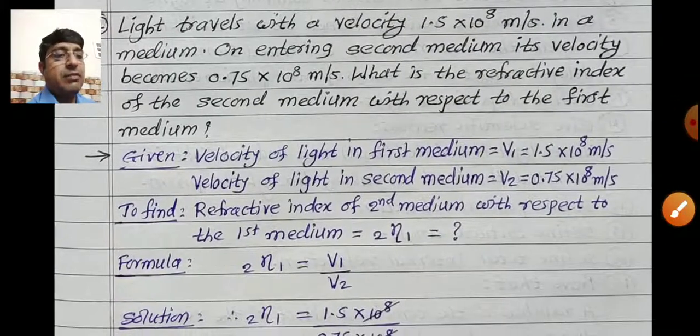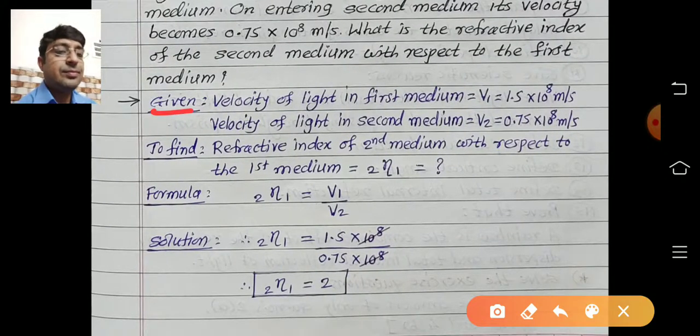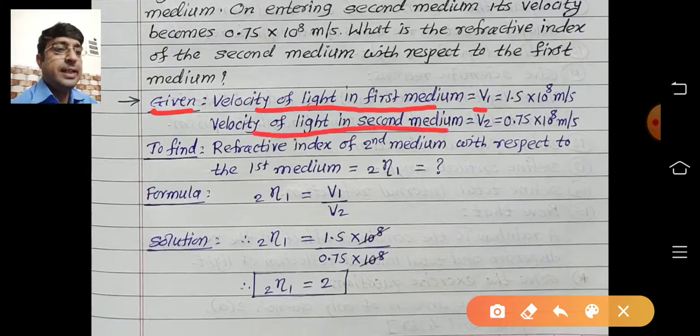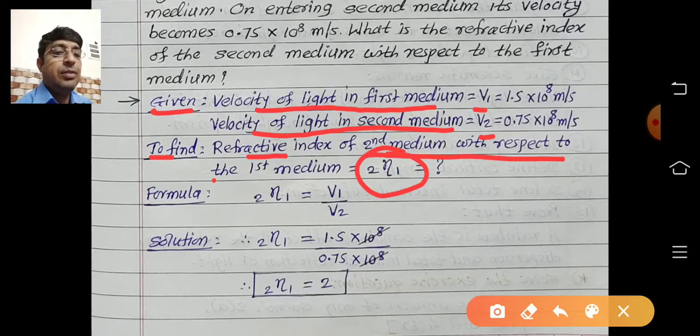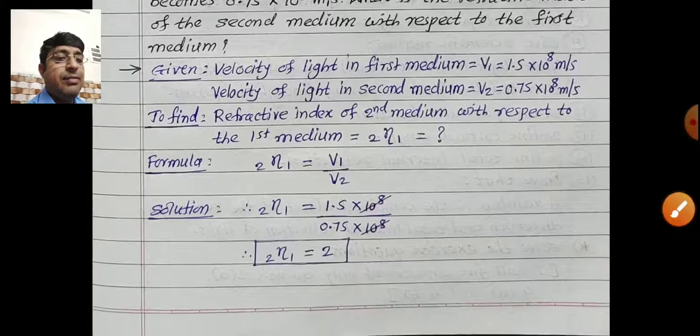Same way in the second question. After reading the question, write down the given. Velocity of light in the first medium is indicated as V1, because the question mentions first medium and second medium, so you take V1 and V2. Velocity of light in the second medium, so V2. What we find out is the refractive index of the second medium with respect to the first, so that is indicated like this. Now the formula, we know the formula, so you write down the formula. Solution: substitute the values in the correct places and find out the answer.